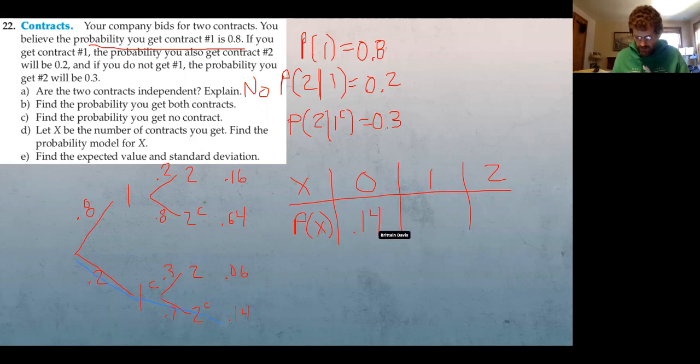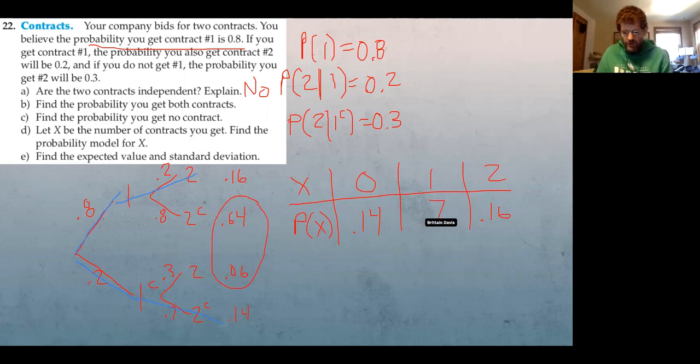I'll go the other extreme that says we get both. The only way we get that is if we get contract 1 and we get contract 2, which is going to be 0.16. So if you didn't create a tree diagram for this, you can find the probability of 0, find the probability of 2. Probability of 1 is going to be everything else. But of course, we can just add these two up and see that's going to be 0.7. All right. So anyways, we've got a probability model. Fantastic. Now we can find the expected value and standard deviation. Let's go ahead and do this one.